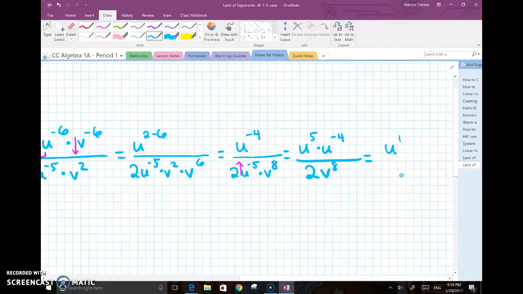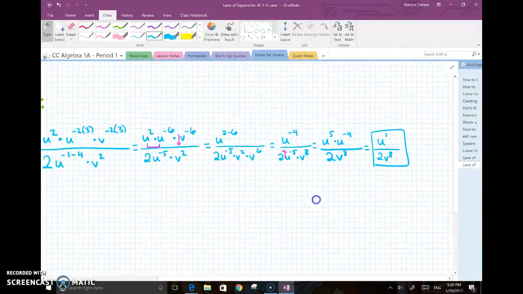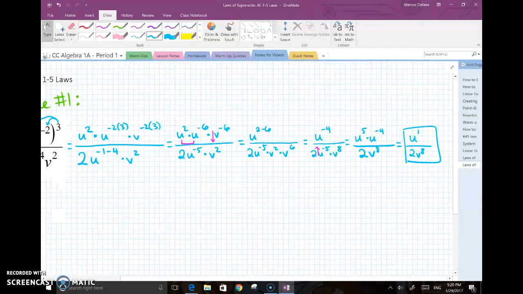Some people like doing it because they like to know that there is a visible power. But if you can see the base, it has a power. And if you can see the base, but the power is invisible, that means automatically the power is a 1. And here's my answer. A little bit of work, some steps involved, yes, but this is one way that you can achieve that answer.